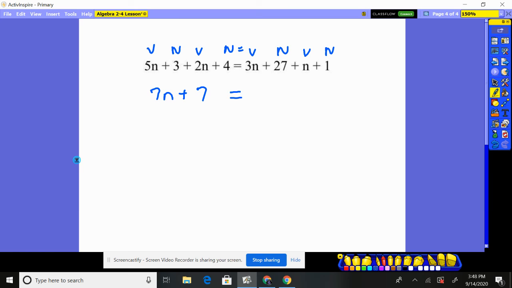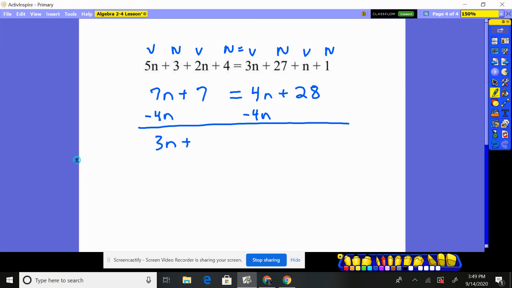Over on the right side of the equal, I have 3n and an n, that gives me 4n, and the number 27 and the number 1, that gives me 28. Now it becomes a problem like just the other day. Get all variables on one side, get all numbers on the other. So we'll subtract the smaller variables, what we like to start off doing. That gives us 3n plus the number 7 equals, that variable went away because it basically moved to the other side, equals 28.